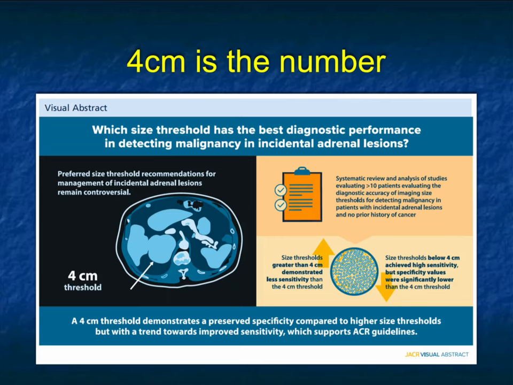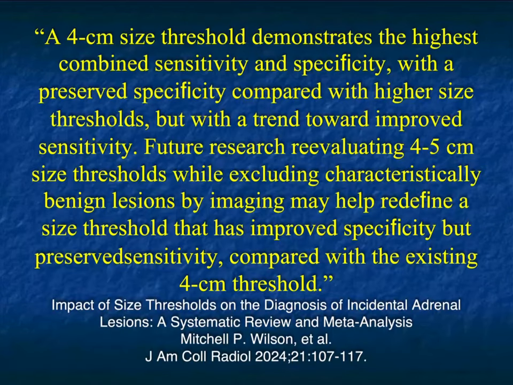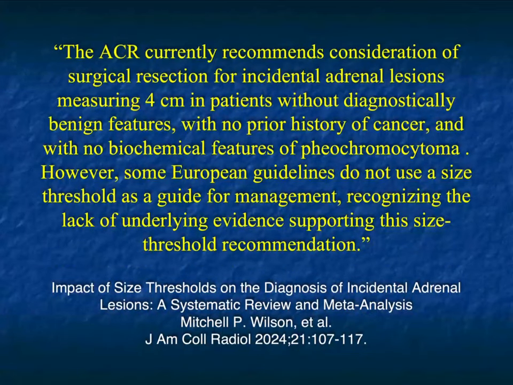So again, 4 cm seems to be magic. Remember, when we talk about washout values of 60% for adenomas, we always say the lesion has to be 4 centimeters or less. You remember people used to say 3 centimeters, but it's really 4 centimeters. In this article that I'm referring to recently by Wilson, a 4 cm threshold demonstrates the highest combined sensitivity and specificity, with a preserved specificity compared with higher size thresholds, but with a trend toward improved sensitivity. Further research into 4 to 5 centimeter lesions will need to be done. But right now, 4 tends to be a very magic number.